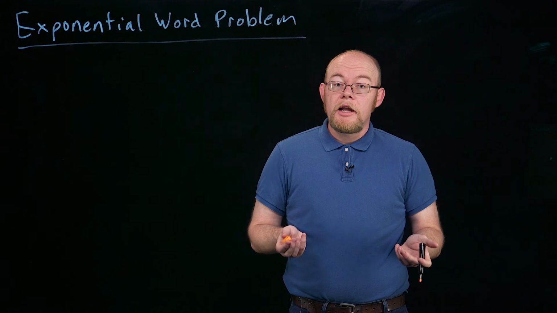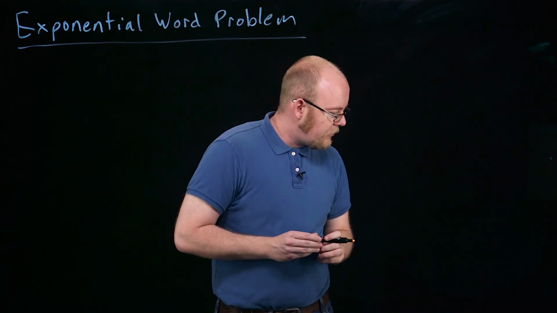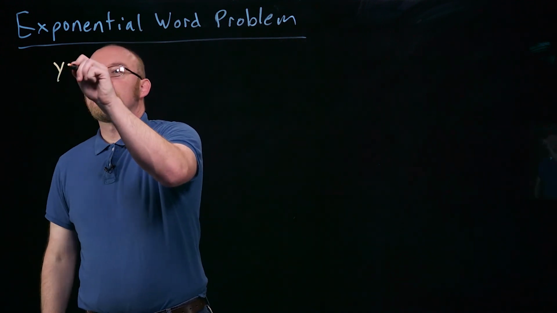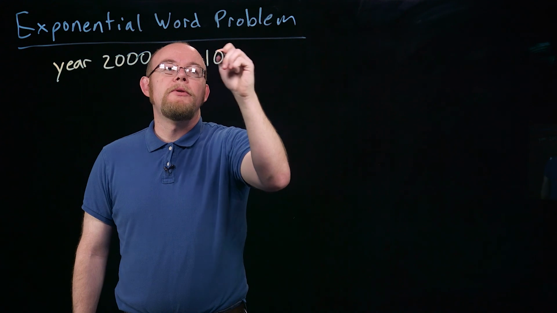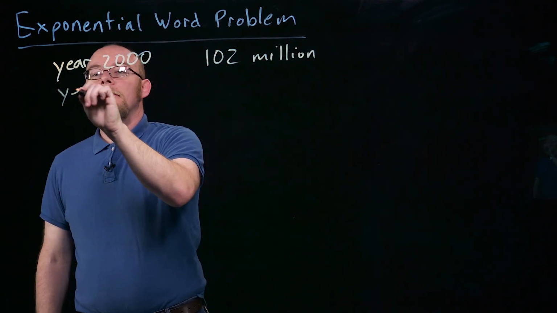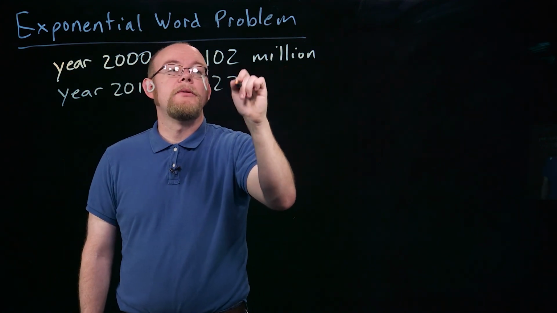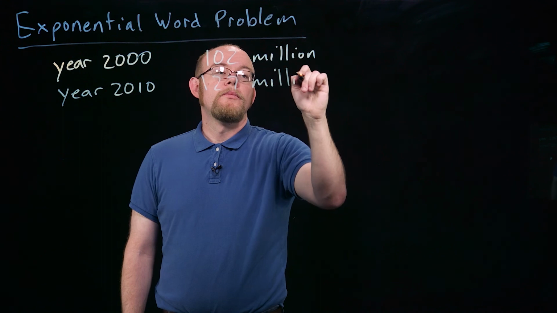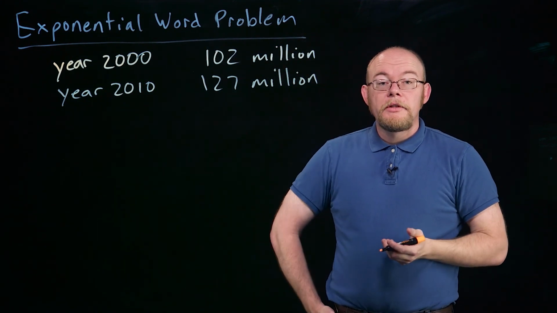So this question is talking about the population of Mexico. So we're going to need a variable for that. And if we notice, it says that in the year 2000, the population was 102 million. And in the year 2010, the population was 127 million. Okay? So this is the information that we have.